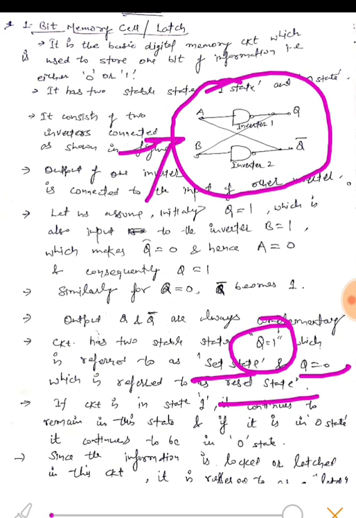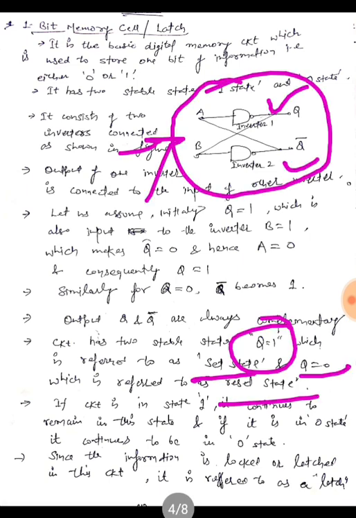We don't know what it was initially. If Q is equal to 0, then Q bar will be 1, and if Q is equal to 1, Q bar will be 0. But we cannot provide external input. There is no provision as such in this latch to provide an external input, so that we can change the state according to our function.